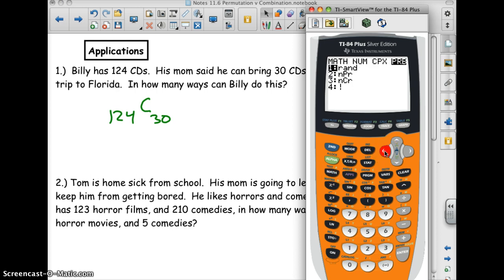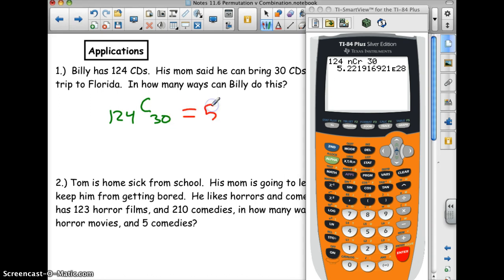All right, so I'm going to resort to the calculator here. 124 C30. Oh, wow, there's a lot of ways you can do that. So that is equal to 5.222 times 10 to the 28 ways. There's a lot of ways to do that.